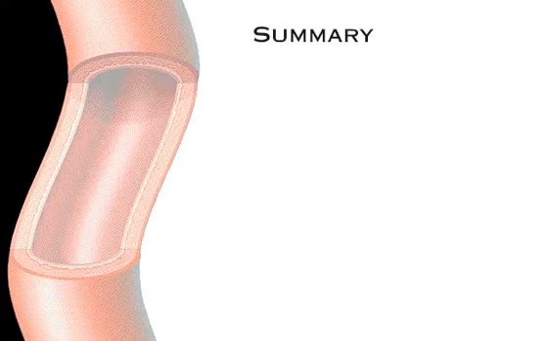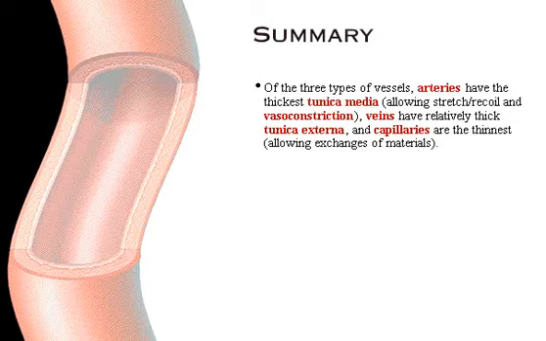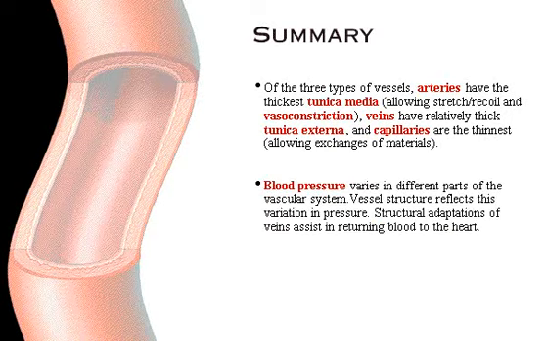Here's a summary of what we've covered. Of the 3 types of vessels, arteries have the thickest tunica media, allowing stretch, recoil, and vasoconstriction. Veins have relatively thick tunica externa, and capillaries are the thinnest, allowing exchanges of materials. Blood pressure varies in different parts of the vascular system. Vessel structure reflects this variation in pressure. Structural adaptations of veins assist in returning blood to the heart.